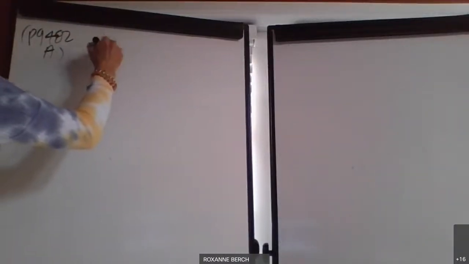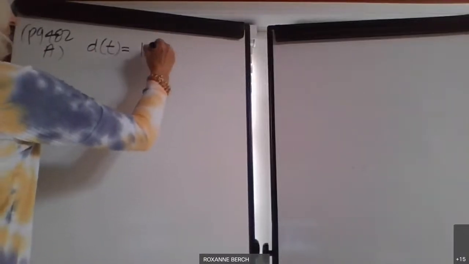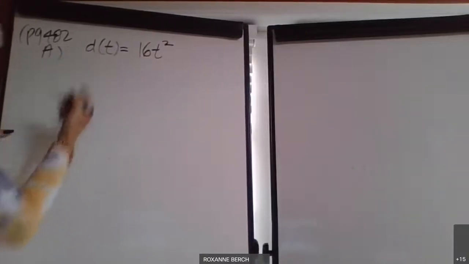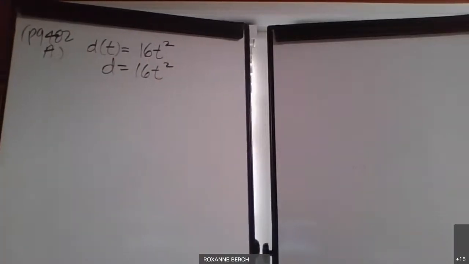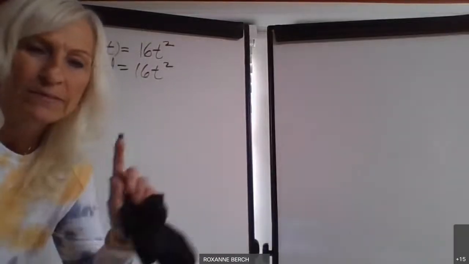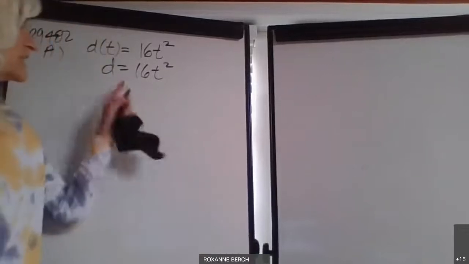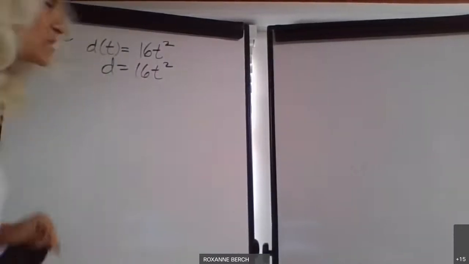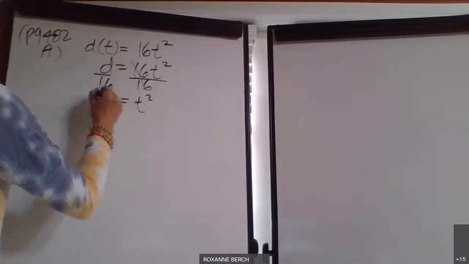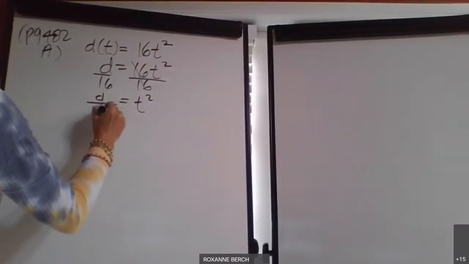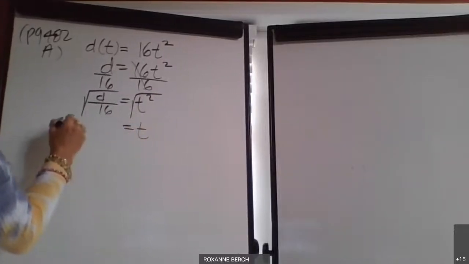So they give us d of t equaling 16t squared. So this really means distance in terms of time, right? So we could write it like this. Well, listen to this one. In word problems with inverses, you don't switch them. So we're not going to switch the variable. We're just going to solve for t in terms of d. So we're going to divide both sides by 16. We're going to take the square root of both sides. Don't forget plus or minus.